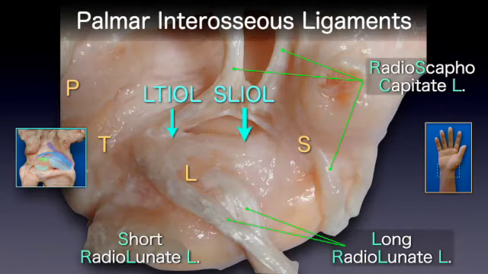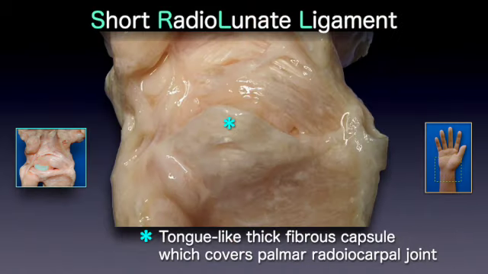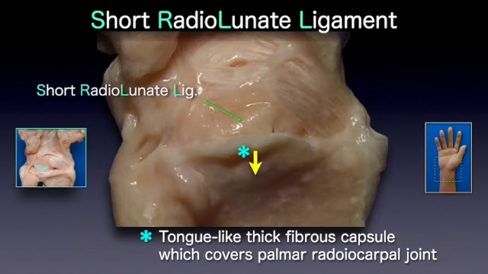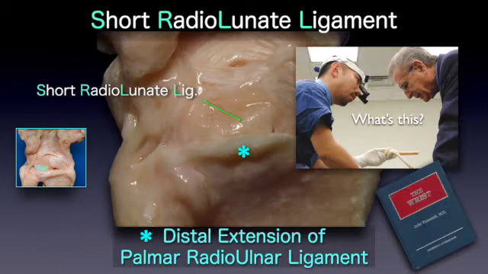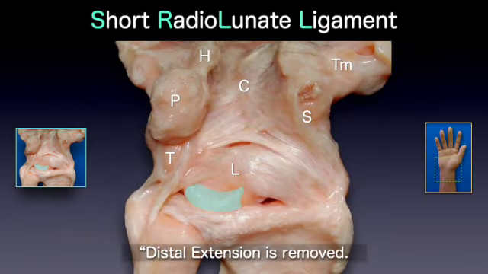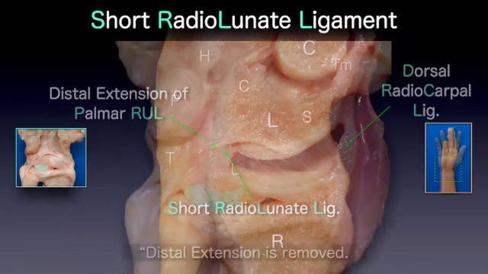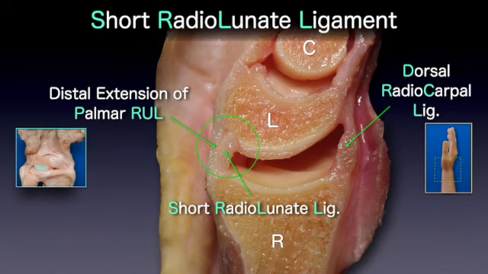The palmar scapholunate and the lunotriquetral interosseous ligaments exist under these palmar radiocarpal ligaments as shown before. The short radiolunate ligament is hidden behind the tent-like thickening of the joint capsule that was suggested by Dr. Taleisnik to adopt the name distal extension of the palmar radioulnar ligament. The short radiolunate ligament connects the proximal portion of the lunate just palmar to its articular surface with the palmar rim of the lunate facet of the radius.